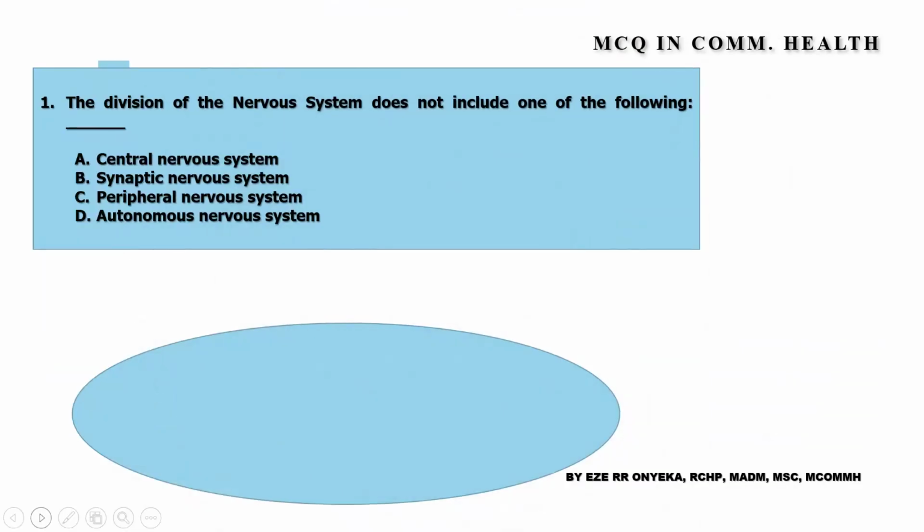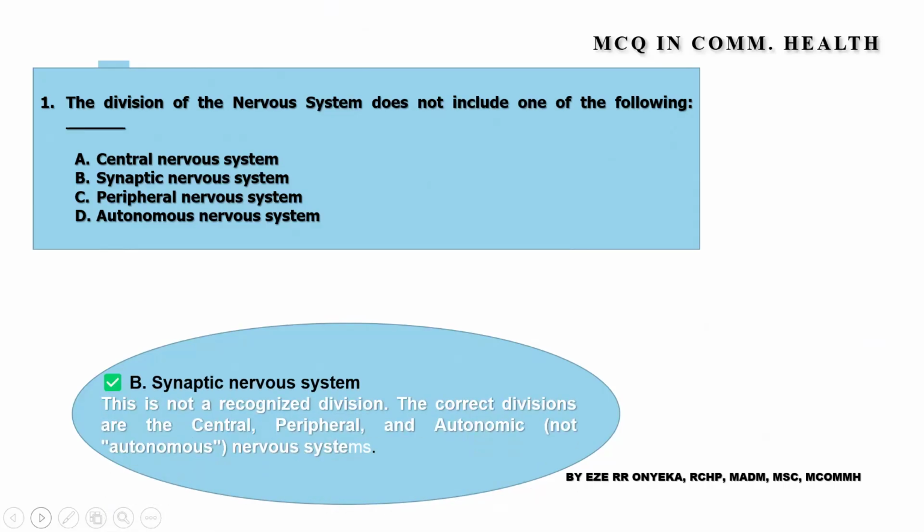The division of the nervous system does not include one of the following. A, central nervous system. B, synaptic nervous system. C, peripheral nervous system. D, autonomous nervous system. The correct answer is B, synaptic nervous system. This is not a recognized division. The correct divisions are the central, peripheral, and autonomic, not autonomous nervous system.